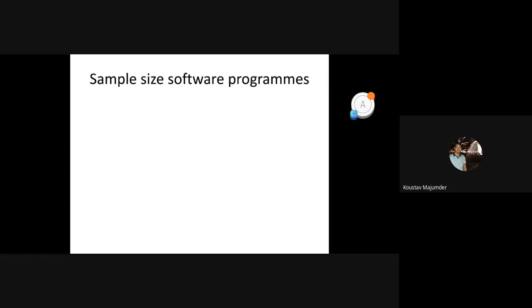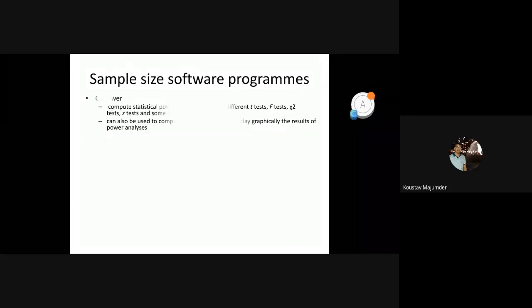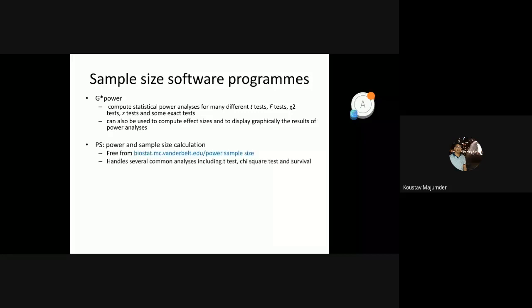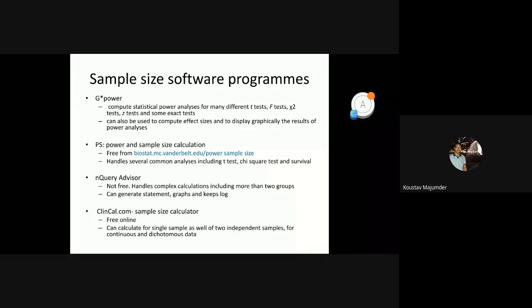There are various software packages, as all these calculations are very tiring and difficult to remember. One of the most robust is G*Power, which calculates complex tests, F-tests, chi-squared tests. Then you can also get the graph. There's PS Power and Sample Size Calculation, from Vanderbilt University, which is also good. It can also perform complex calculations. There is nQuery Advisor, which is commercial software and is not free. And there is the Clinical Sample Size Calculator, which is free, very handy, and very easy to use.